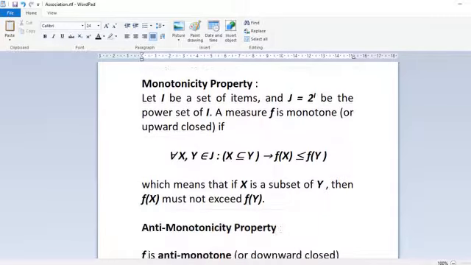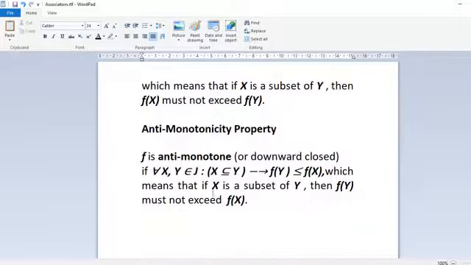What do you mean by downward closed? See here, x is a subset. The count of its superset cannot exceed it, that is f of y is less than or equal to f of x. So that is the anti-monotonicity property which is being used in the converse of a priori. A priori, as you have already seen, says if an item set is frequent, then its subsets are frequent.